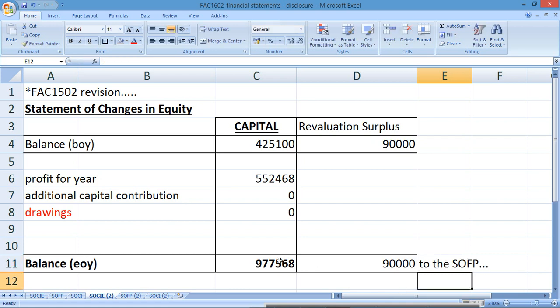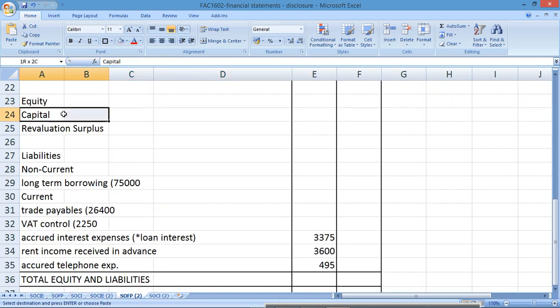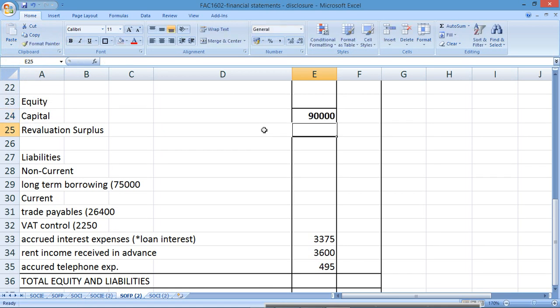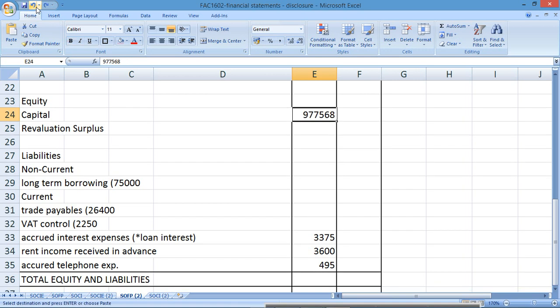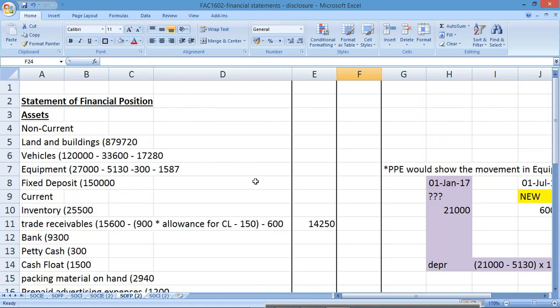So I need to put this figure here in the statement of financial position under my capital. And then it's going to be 90,000 for revaluation surplus. And then 90,000, there we go. Total equity will be the sum of the two added together. Okay, and then we're just neatening up here, and let's hope it balances nicely.